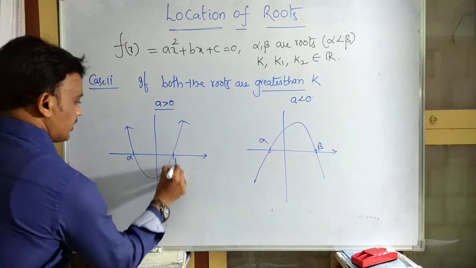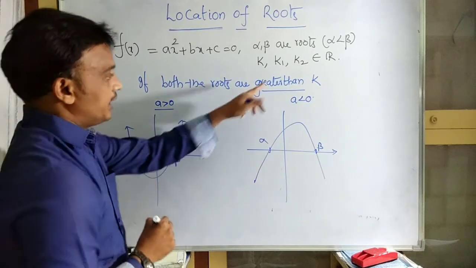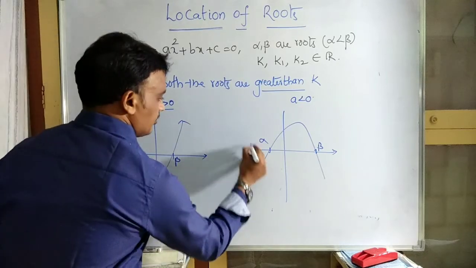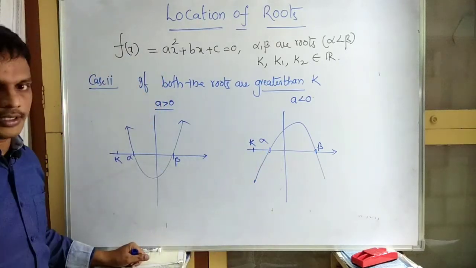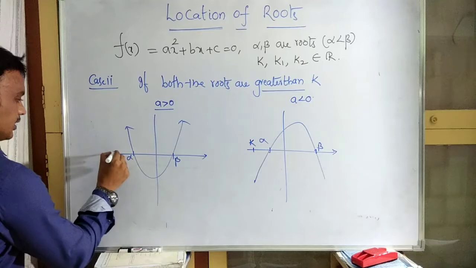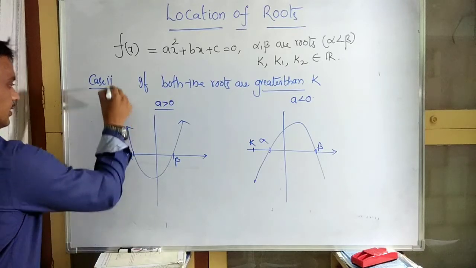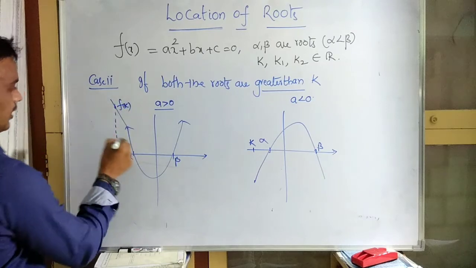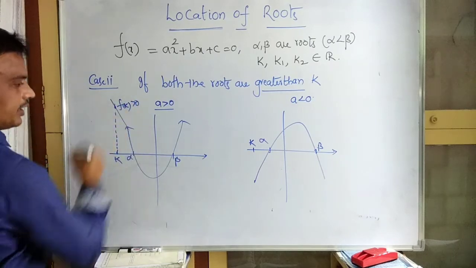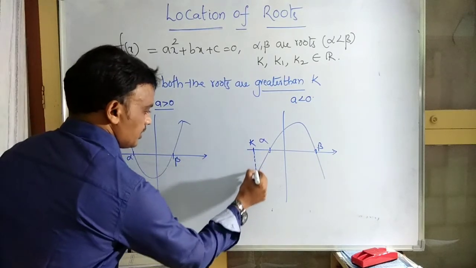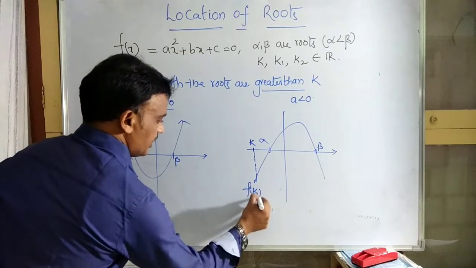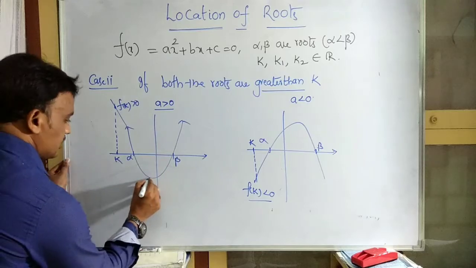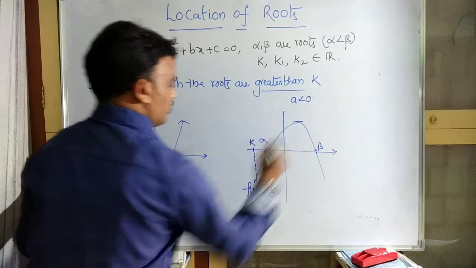Coming to our condition, both the roots are greater than k. The k will be here. The k will be here. Am I right? In that case, take the corresponding value of k when the parabola is extending. This is your corresponding value f of k which is greater than 0. And in this case, f of k is less than 0. And here, this is the vertex of this parabola.